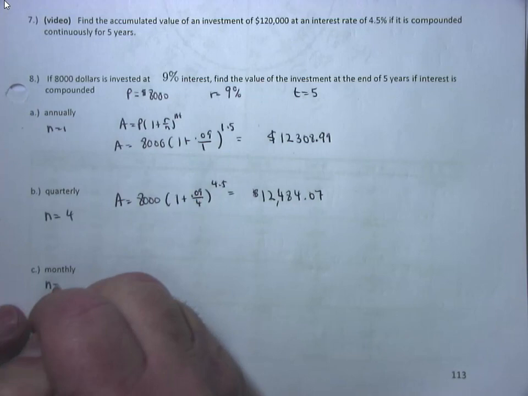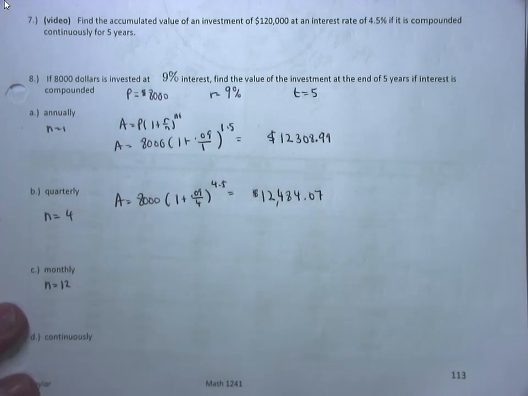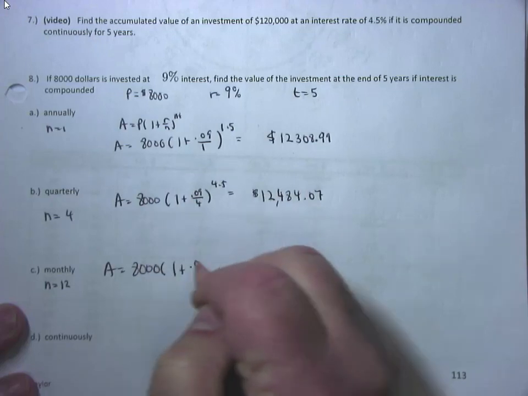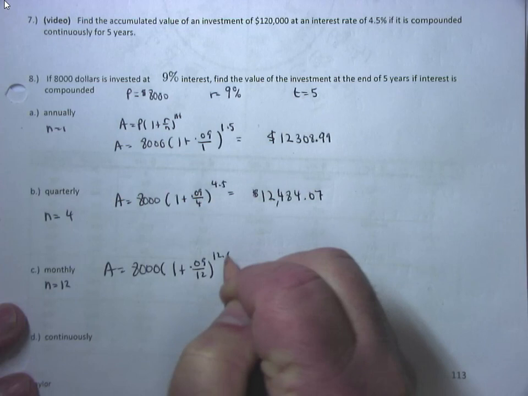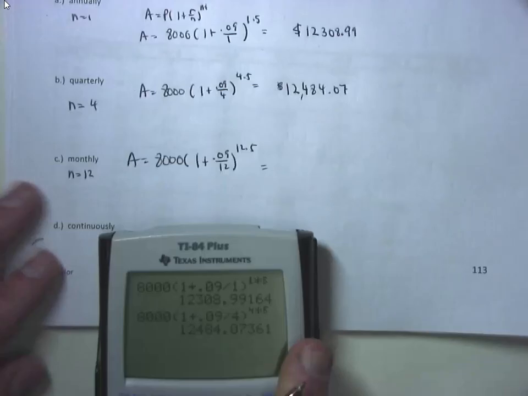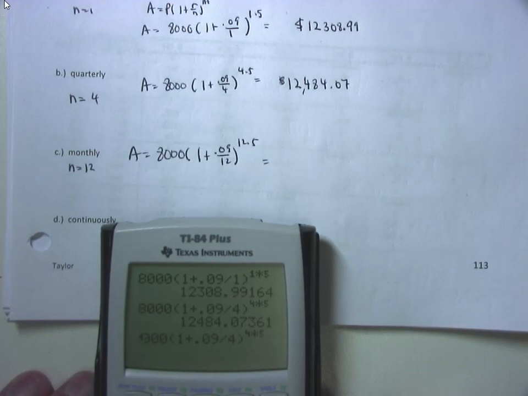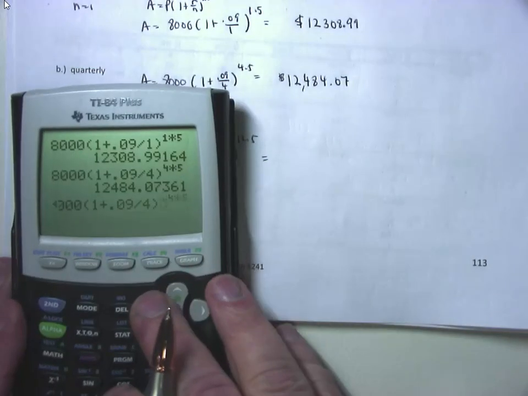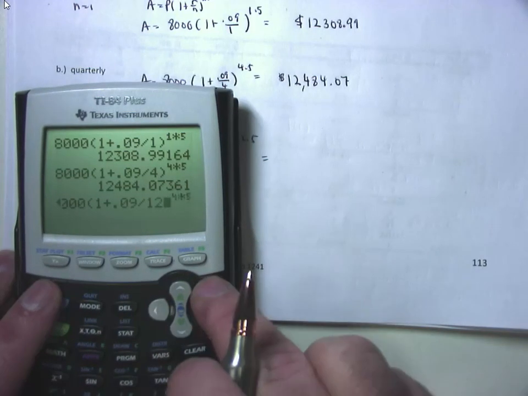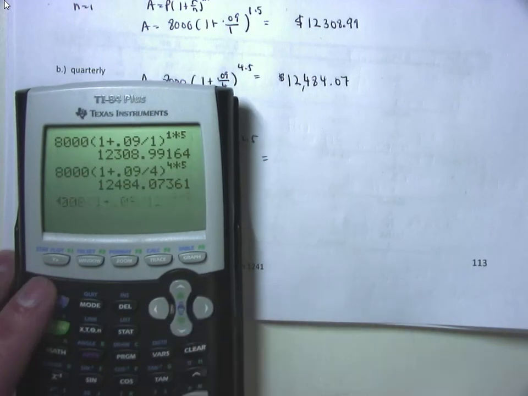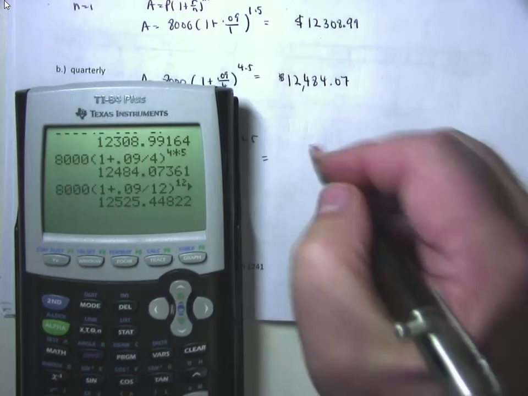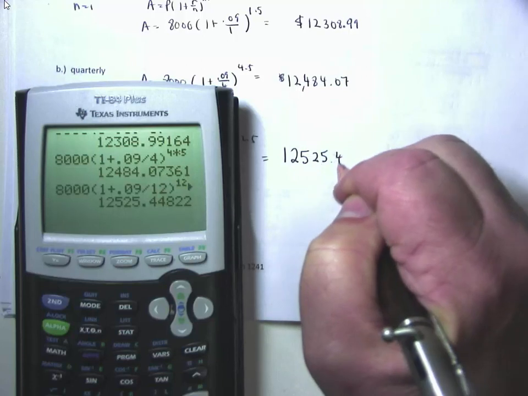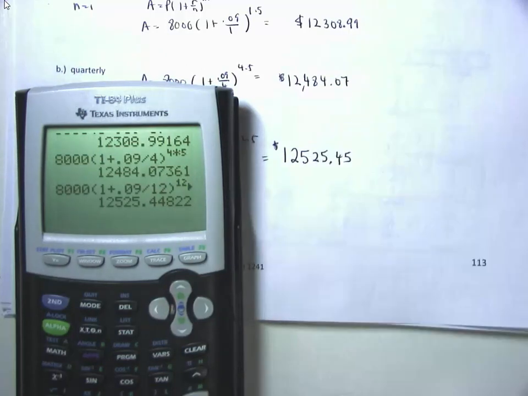Compounded monthly. N equals 12. 12 times a year. So A would be equal to 8,000 times 1 plus 0.09 divided by 12 raised to the 12 times 5. So change these 4s to 12s. Put it up here, you guys can see it a little better. There we go. I got $12,525.45, rounding it to the nearest penny.